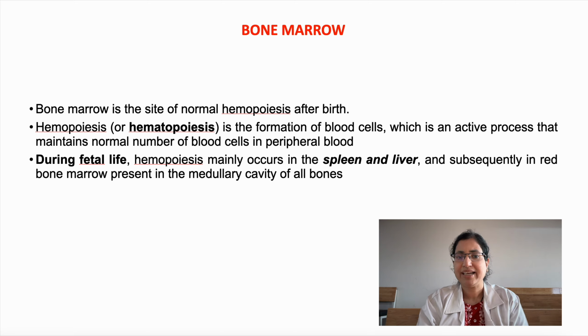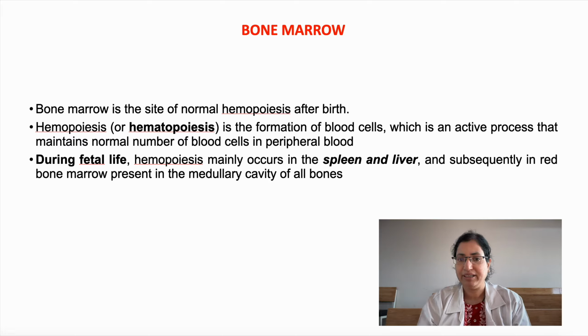So, bone marrow is the site of normal hematopoiesis after birth. See, hemo means blood and poiesis means formation, so hematopoiesis means formation of blood. This is a Greek word, hemo means blood. So, bone marrow is the site of hematopoiesis after birth.